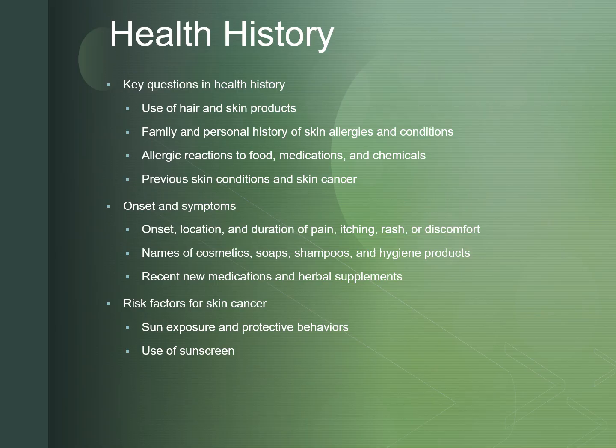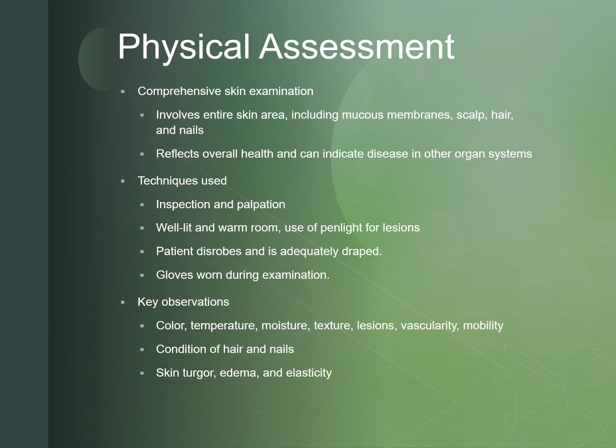Most skin issues can be traced back to exposures, history, or patterns. So it's important that we ask and tie these in together before we even look at the skin, because our history is going to guide us towards a likely cause and our priority concerns with that patient. So a skin assessment should really be comprehensive. It's going to include the entire skin surface, plus mucous membranes, scalp, hair, and nails. The skin often reflects systemic disease, not just any local problems.